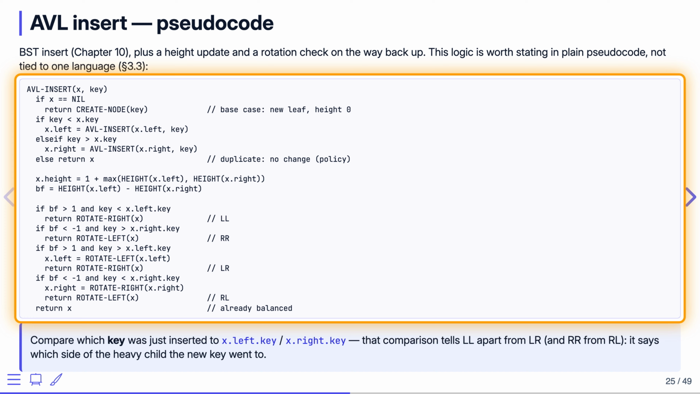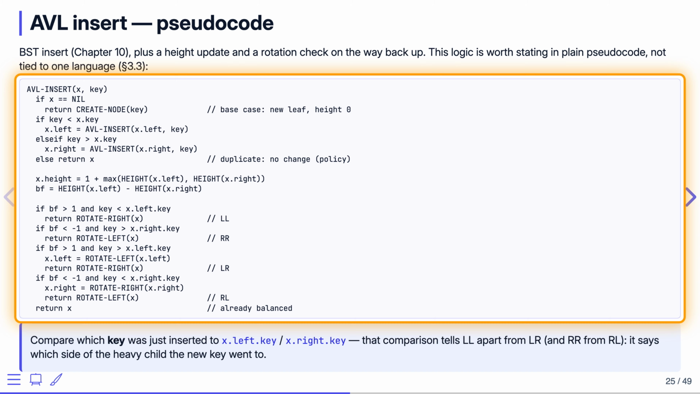If the key is smaller, we go left. If it is larger, we go right. If it is equal, it is a duplicate, so we change nothing. After the recursive call returns, we do the AVL work. We update X.height to 1 plus the max of its two children's heights. Then we compute the balance factor as the left height minus the right height.